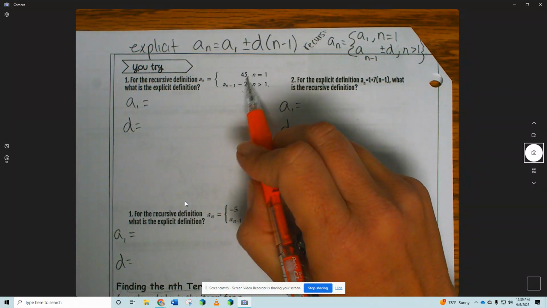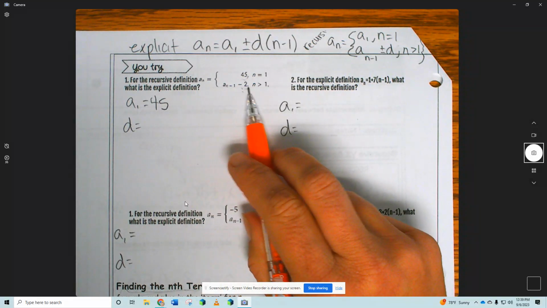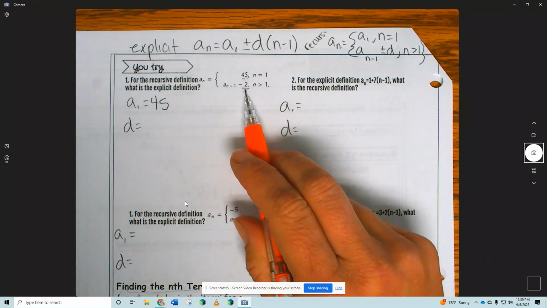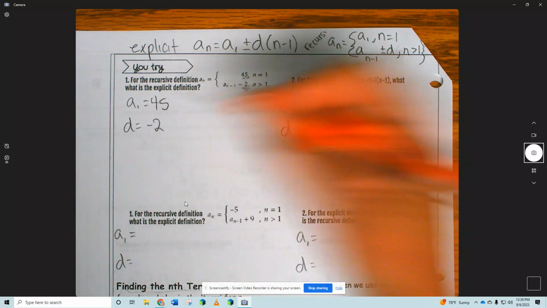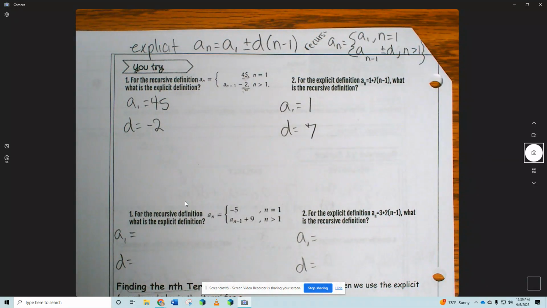So the A sub 1 here is going to be 45. The common difference is down here, minus 2. See that? A sub 1 is going to be 1, and the common difference is going to be 7. Add 7.